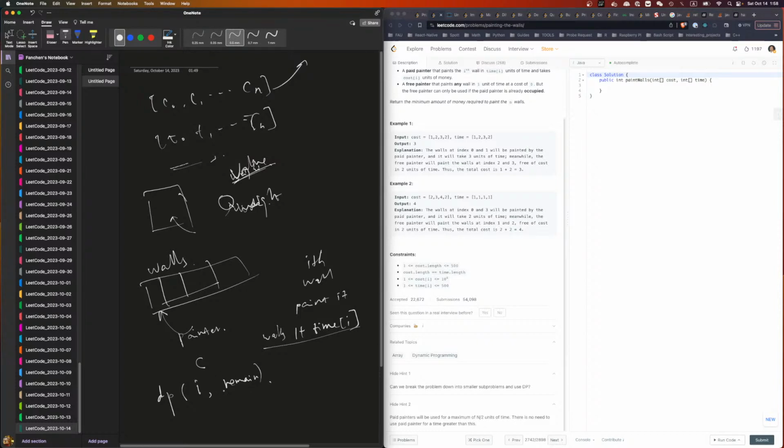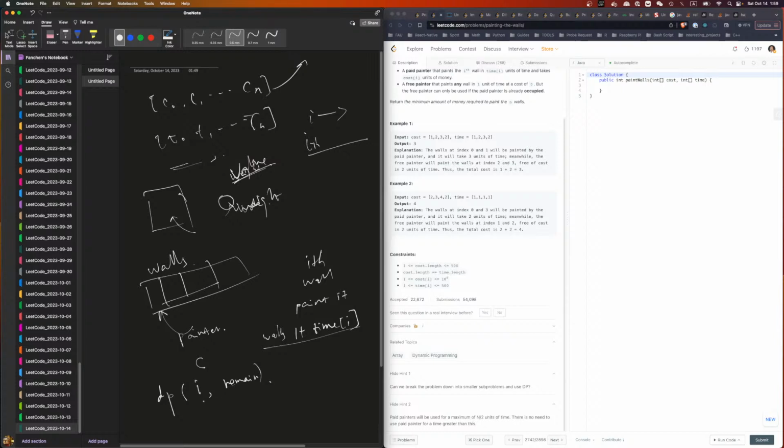Paint the ith wall. Or it's not really paint the ith wall. I say maybe from I towards the end. This is the current. Yeah, we're starting from the ith wall towards the end with how many walls remaining to paint, right? What is the minimum cost?